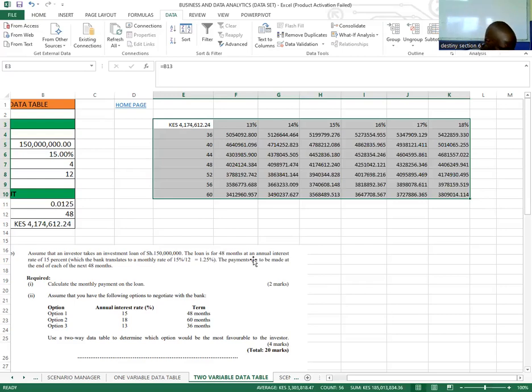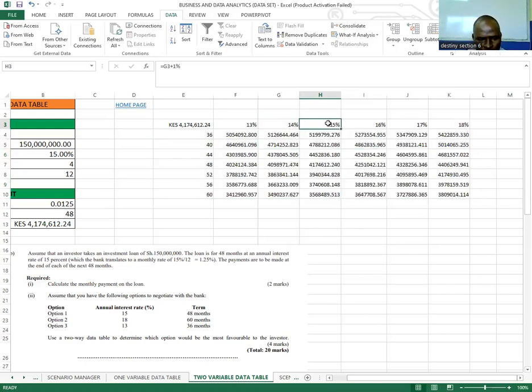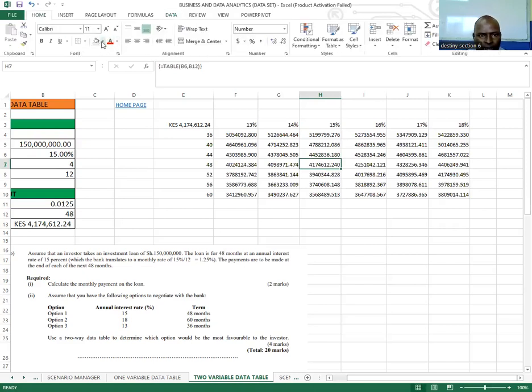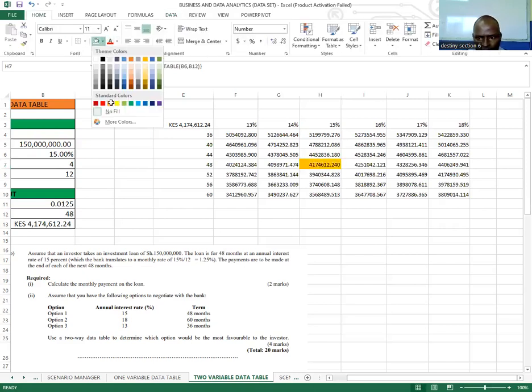Let us go to our options now. Nataka these options, we do it together. So the option number one is the interest rate is 15, isn't it? Which is here. The interest rate is 15. And then the month is 48. So it means that you're here. Okay? So let us just highlight that area like that.